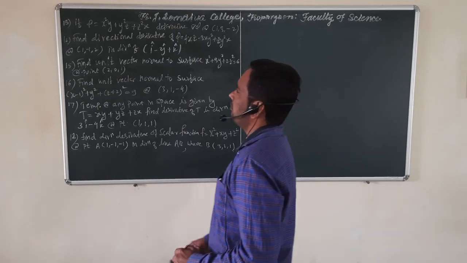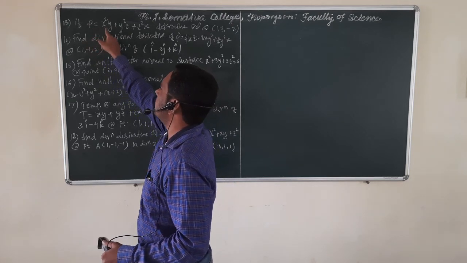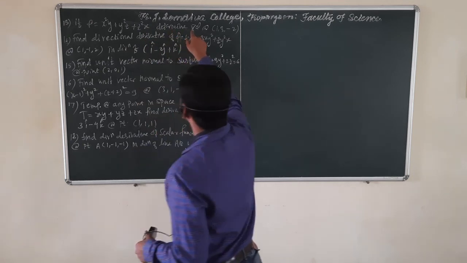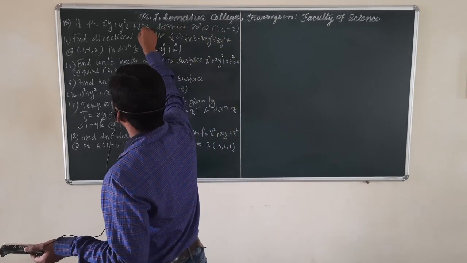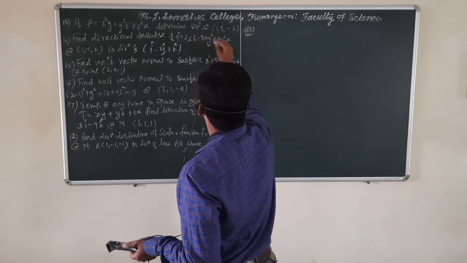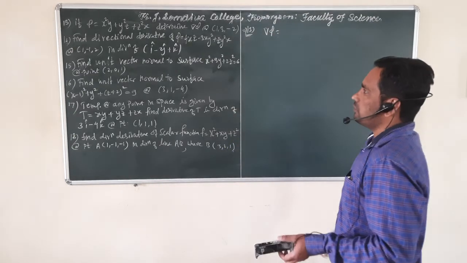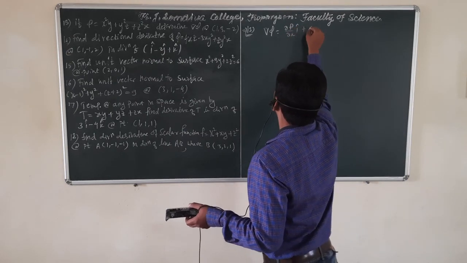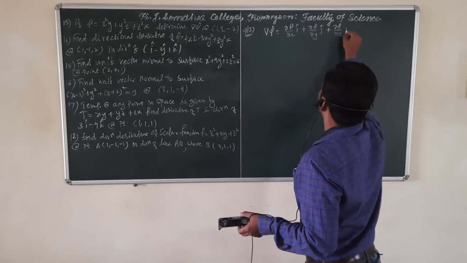The problem is: if phi is a scalar valued function given as x square y plus y square z plus z square x, determine the gradient of phi at (1, 3, -2). Solution of problem number 13: the gradient of phi, from the definition, is ∂phi/∂x i cap plus ∂phi/∂y j cap plus ∂phi/∂z k cap.